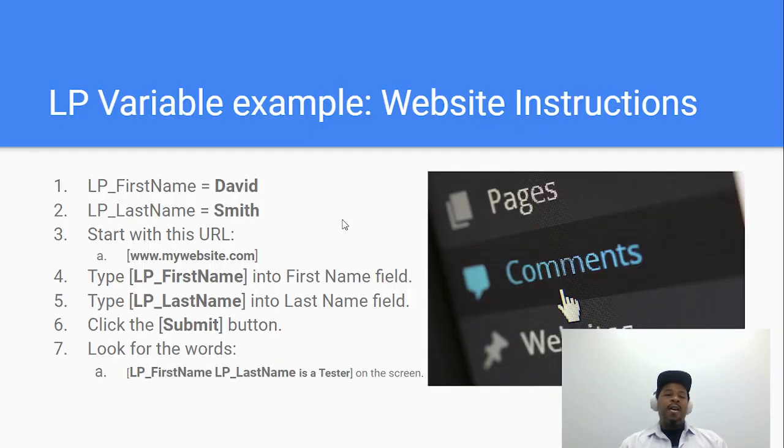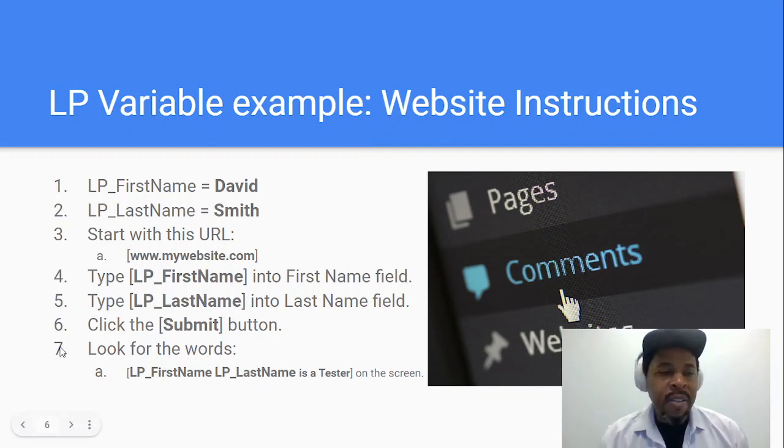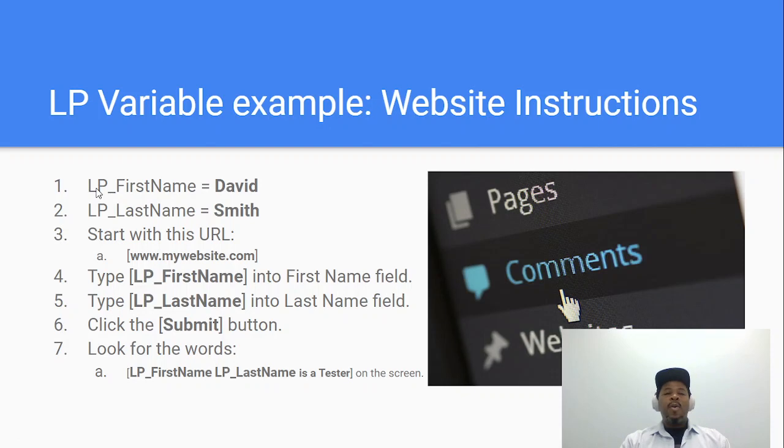So let's look at our example, our phrase example that has been now slightly reformatted with LP variables. Now I'm going to point out for step 1 and step 2, these are new steps. Now we have 7 steps. And in the first step, we have LP underscore first name equals David. In the second step, we have LP underscore last name equals Smith. So what's happening here is we're making an assignment of the value David, which is our test data, and we're assigning it to this placeholder variable, aka the LP variable.